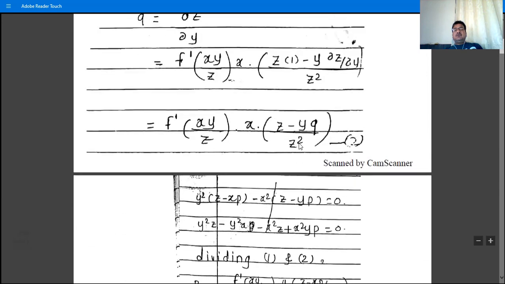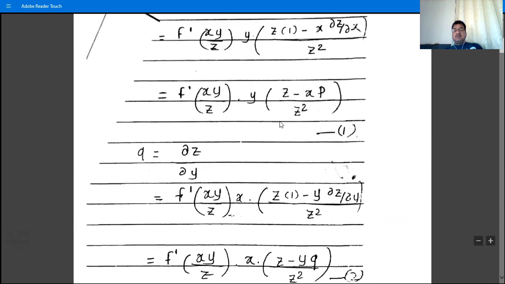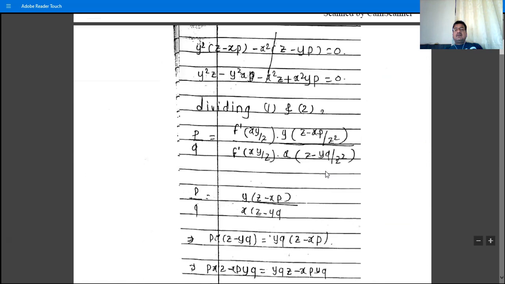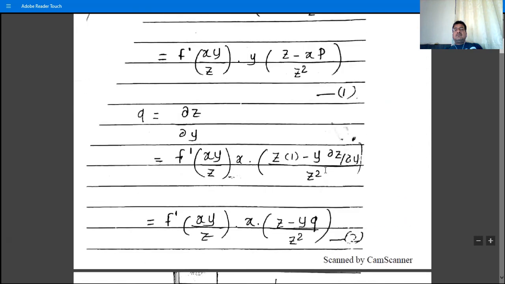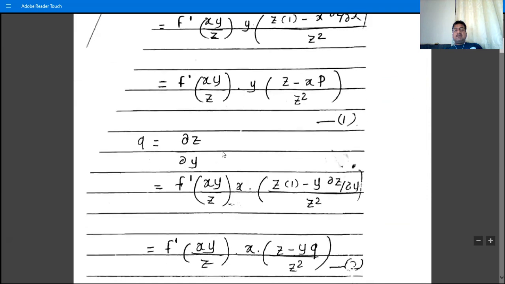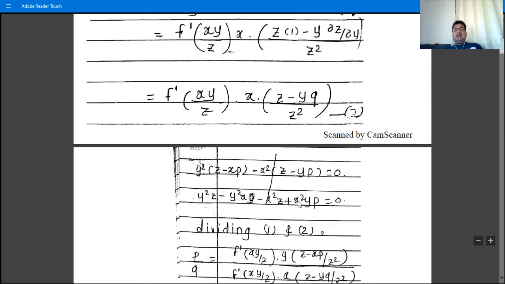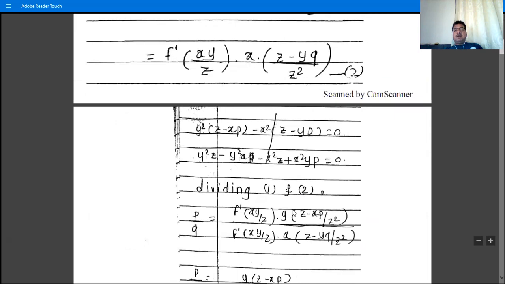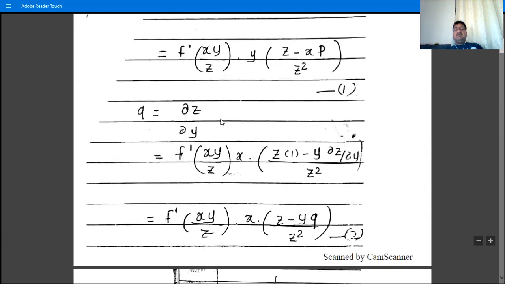So if you observe the RHS of equations 1 and 2, we have to eliminate this f dash or f. So dividing 1 and 2, just divide 1 and 2, we have p by q is equal to... So how can we eliminate this small f or capital F, that function, from 1 and 2?